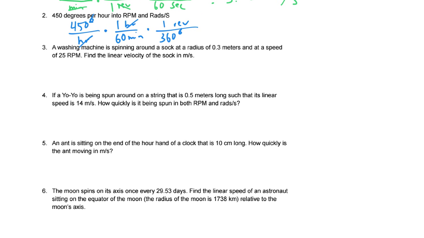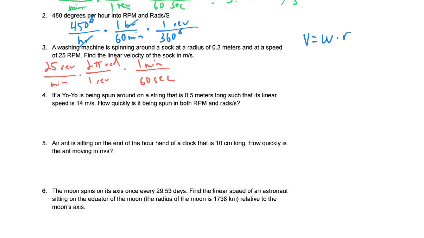Let's move on to maybe number 3. Washing machine is spinning around a sock with a radius of 0.3 meters at a speed of 25 RPM. Find the linear velocity of the sock in meters per second. So the formula here for linear velocity is V equals WR. The only trick is that angular velocity has to be given in rads per second and not revolutions per minute. So we have to do this conversion again, 25 revs per minute times 1 rev equals 2 pi rad times 1 minute equals 60 seconds.